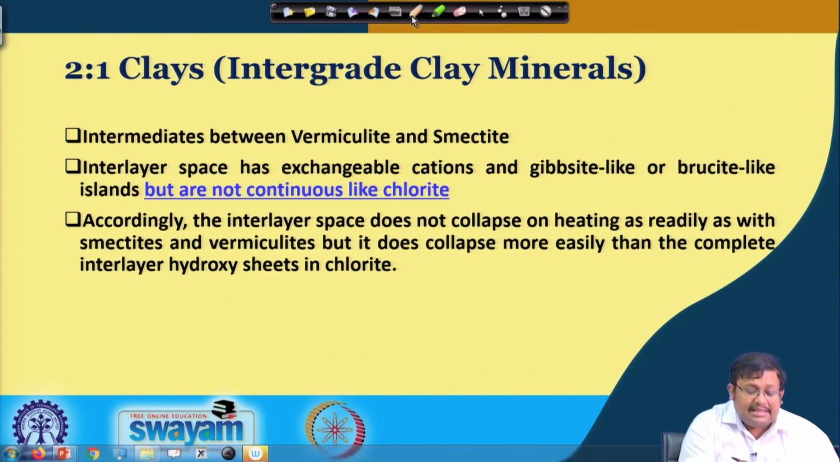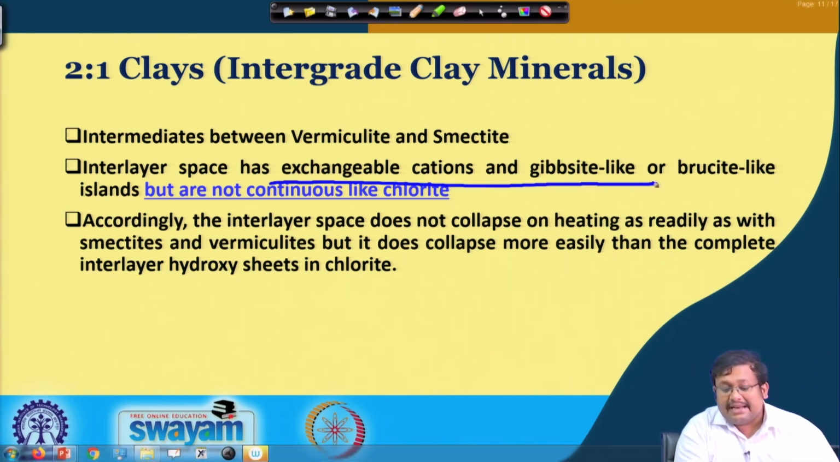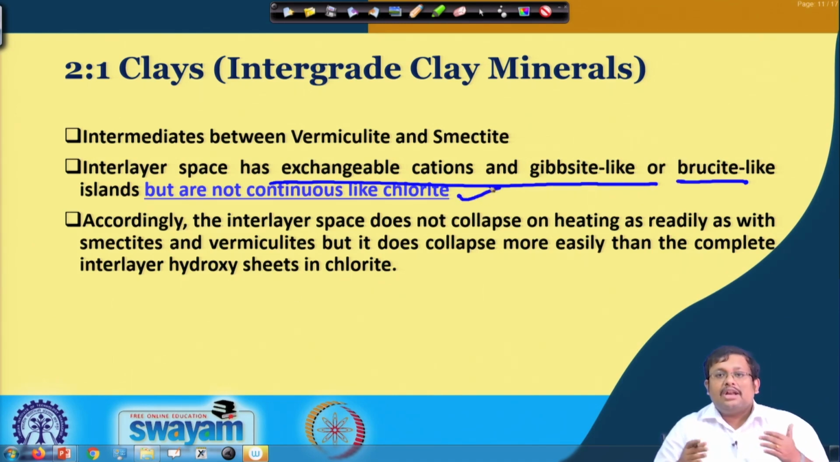In this mineral, the interlayer space has exchangeable cations and gibbsite-like or brucite-like islands, but they are not continuous like in chlorite. In case of chlorite, in the interlayer space of the 2:1 type of layer, there is a continuous hydroxy interlayer, either brucite or gibbsite. Here there is also a gibbsite or brucite-like structure. However, the interlayer space does not have the continuous gibbsite or brucite-like structure. So, this is the characteristic of this intergrade type of clay mineral.